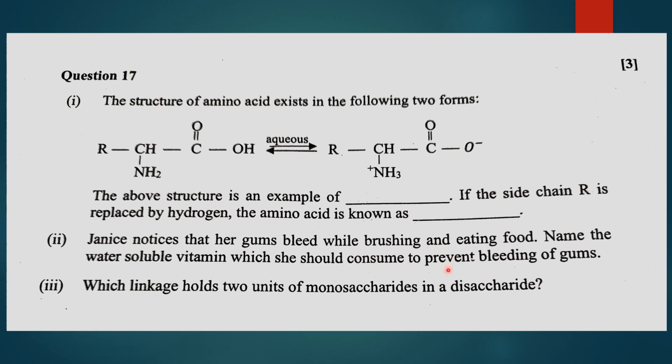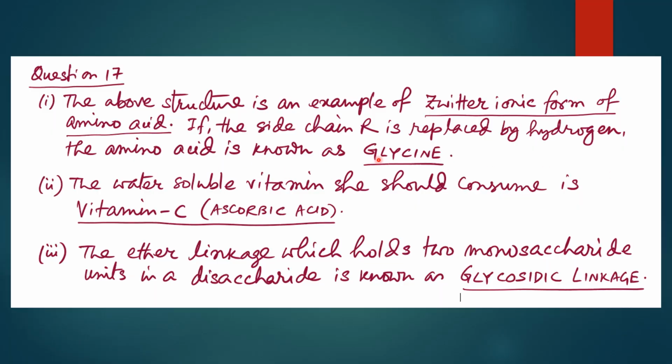Next one is vitamin C, its deficiency causes the scurvy, related to your gums, teeth, etc. So it will be vitamin C or ascorbic acid. And the linkage that holds the monosaccharide units in disaccharide or any polysaccharide, that is known as glycosidic linkage, and the chemical nature is ether. So here are the answers: Zwitter ionic form, glycine, vitamin C, ascorbic acid, and glycosidic linkage.